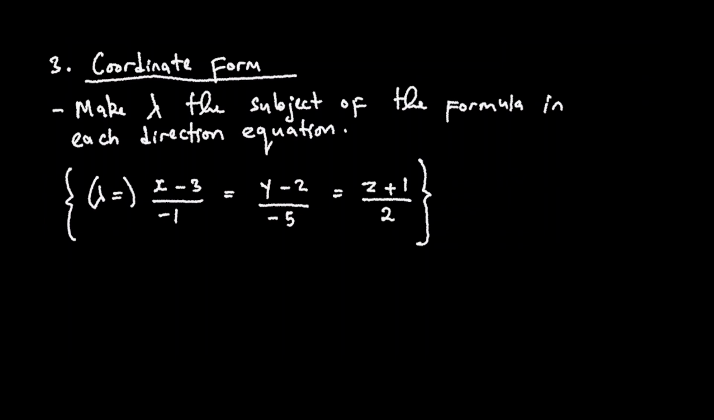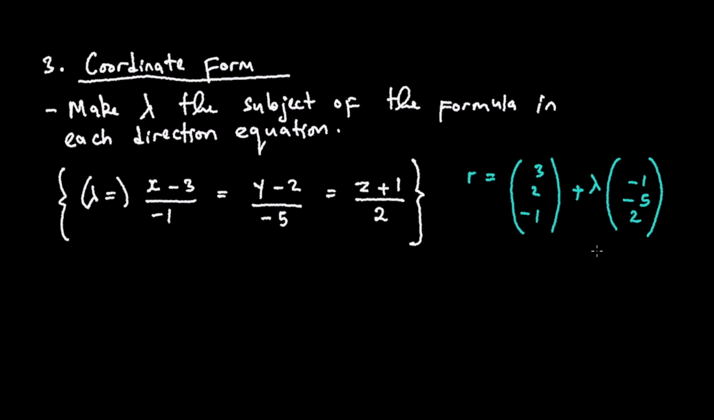Let us take our first form, because everything is being derived from our first form. Saka our first form, vector form, it's this. r is equal to (3, 2, -1) plus lambda (-1, -5, 2). Like that.